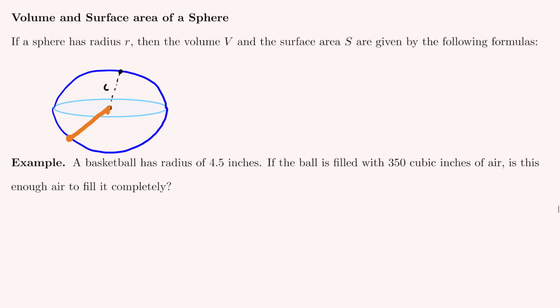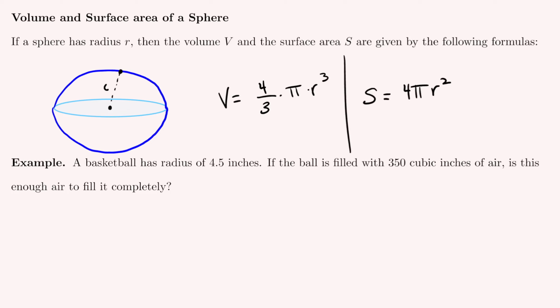Now we've got two formulas, one for volume, one for surface area. The volume formula is 4/3 pi r cubed, where r, the radius, is the distance from the center out to the edge of the sphere. And then the surface area formula is 4 pi r squared, where again r is the distance from the center out to the edge of the sphere.